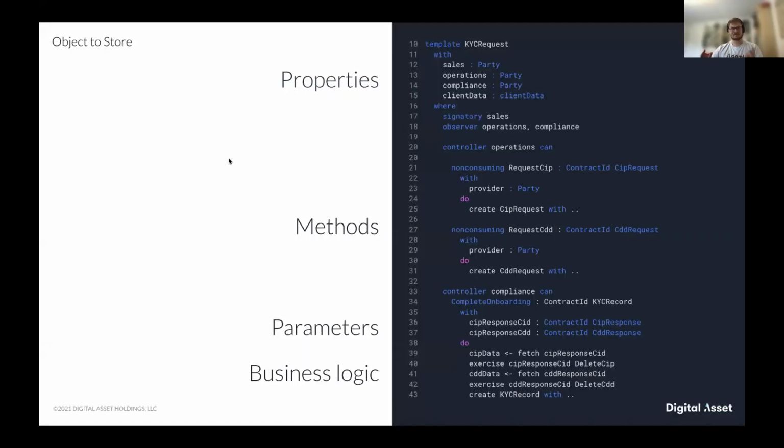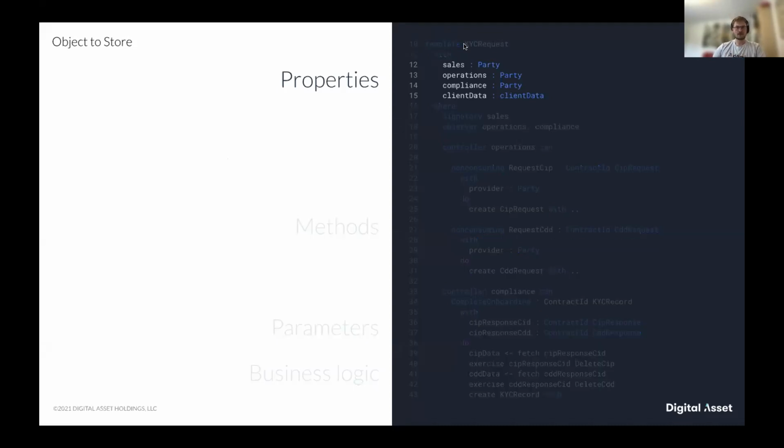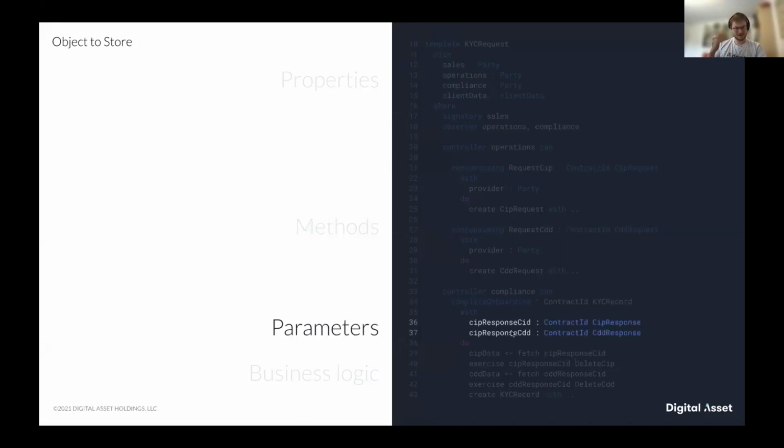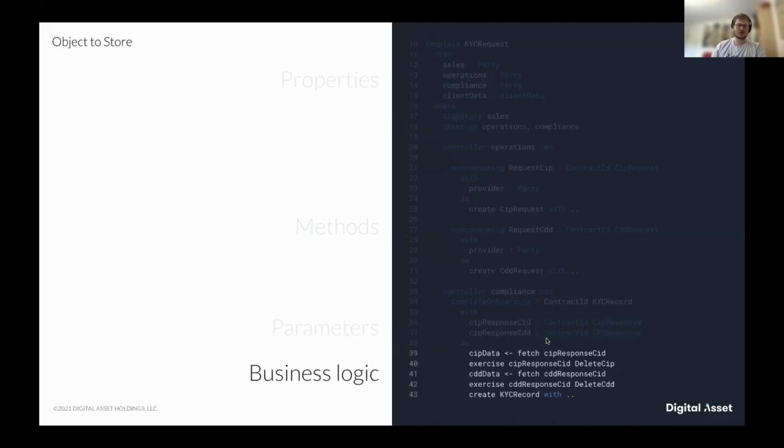So the core concept in Daml is a template, indicated here with the template keyword, and it closely resembles a class in an object-oriented language. A template has properties, data properties that are stored on an instance of the template. We've got something very similar to methods. For those that have used them already, we usually call these choices, but you can really think of them as methods. Those methods have parameters with which you call them. And once you call them, there's business logic that gets executed.